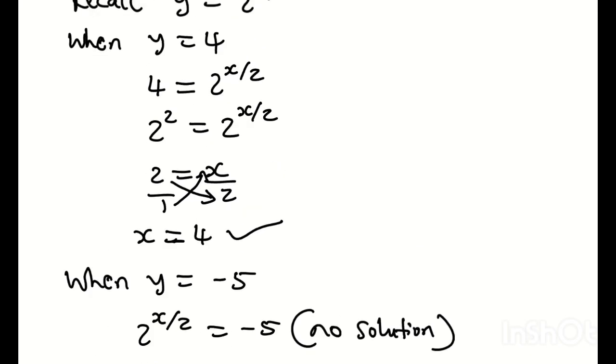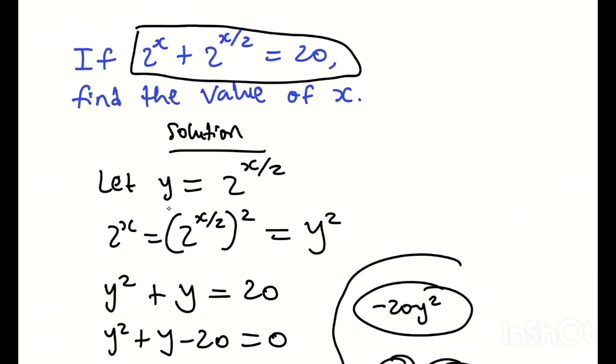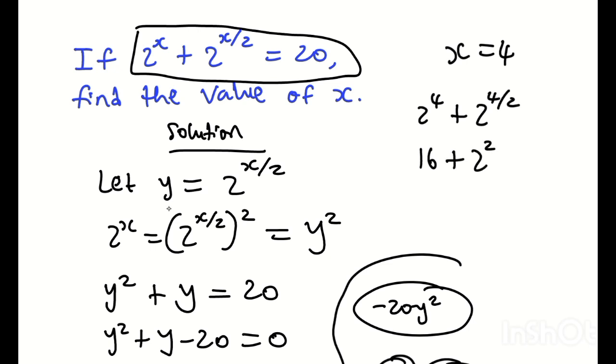But let's see if we plug in x equals 4 into the equation, whether we'll get our answer. Remember, we've already gotten our answer as 4. Bring it into this equation: 2 raised to the power of 4 plus 2 raised to the power 4 over 2. Let's see if it will give us 20. What's 2 raised to the power of 4? That is 16, because 2 times 2 times 2 times 2 is 16. What about this now? 4 over 2 is 2. So that's 16 plus 2 raised to the power 2, which is 4. And this gives us 20, which is the same thing as what we have here.